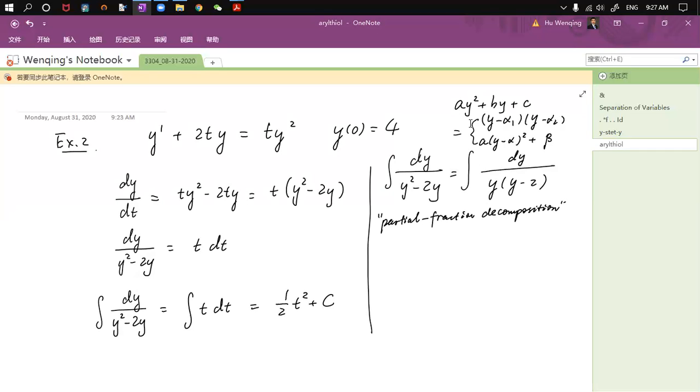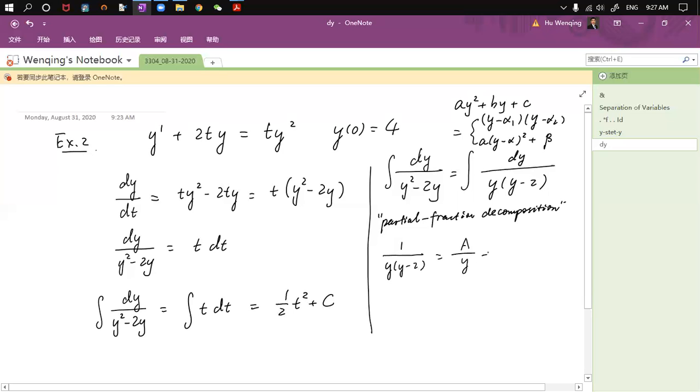I will answer those questions raised in the chat, maybe by the end of the class. So what about partial fraction decomposition? It simply says that you're able to write 1 over y times (y minus 2) as a over y plus b over y minus 2, if I can remind you. You can go back to your calculus textbook, and there must be such a method. It doesn't quite matter if you forgot about this method. We're going to come back to it sooner or later in this class.